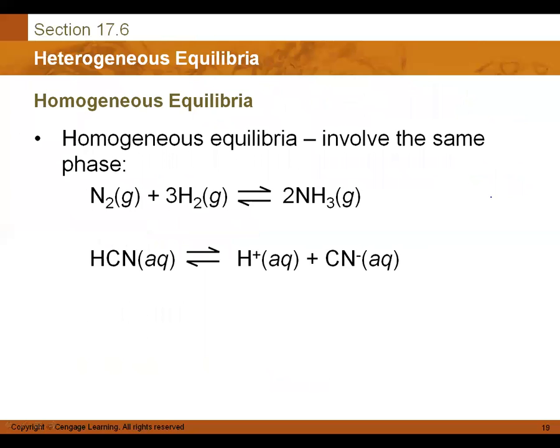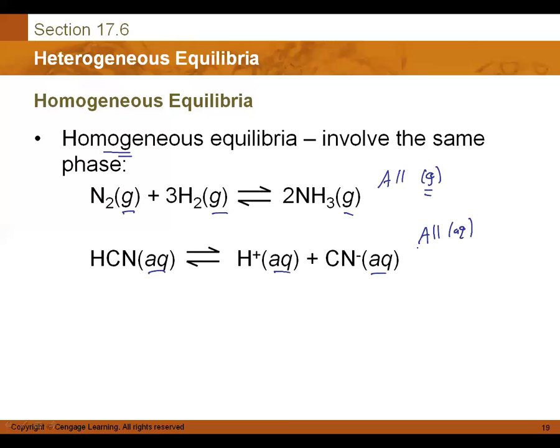So when we talk about equilibrium, there are a couple of different types of equilibrium. They're kind of like the mixtures we talked about. If you remember, a homogeneous mixture is one that looks the same throughout. So a homogeneous equilibrium essentially means the states of everybody in that reaction are all the same. These are all gases, so it's homogeneous. Again, everybody's in the same state. These are all aqueous ions floating around in the solution, so they would all be homogeneous equilibrium.